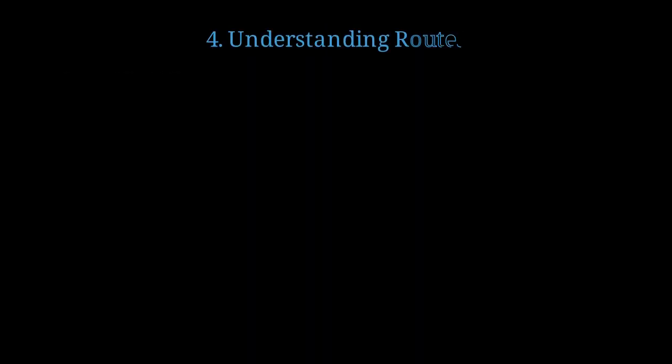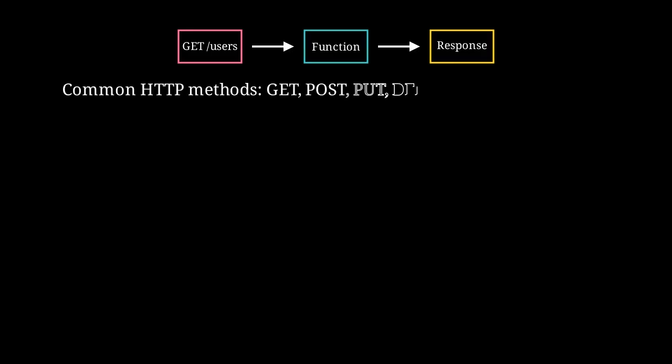Routes are the paths that clients use to access different parts of your API. In FastAPI, routes map specific URLs to Python functions that handle requests. When a client sends a GET request to /users, FastAPI routes it to the corresponding function, which then returns a response. FastAPI supports all common HTTP methods: GET for retrieving data, POST for creating, PUT for updating, and DELETE for removing data.